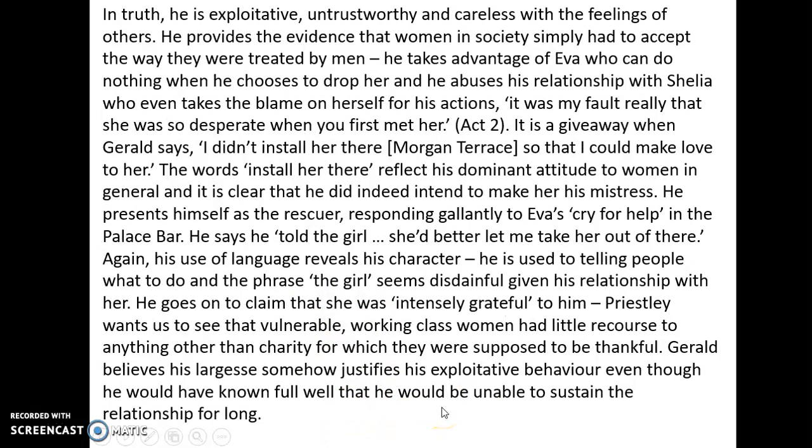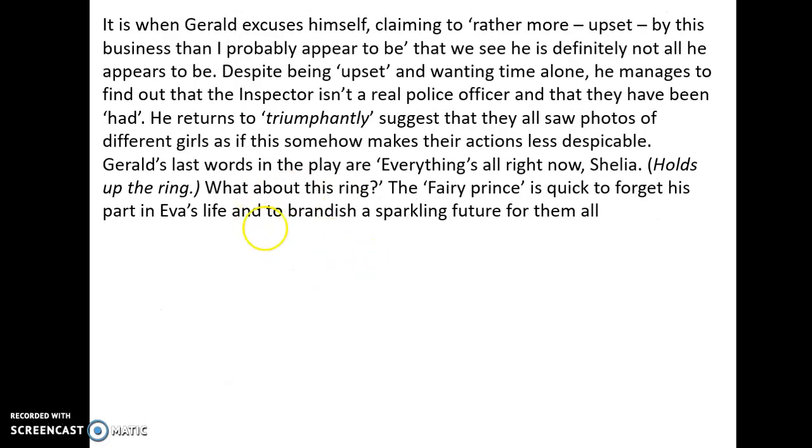Where else have we got some of these words here? His largesse, where is that? There we go. Gerald believes his largesse somehow justifies. Largesse means generosity, usually from someone higher up. And finally, there is another word. Where is it? Despicable. That means hateful.